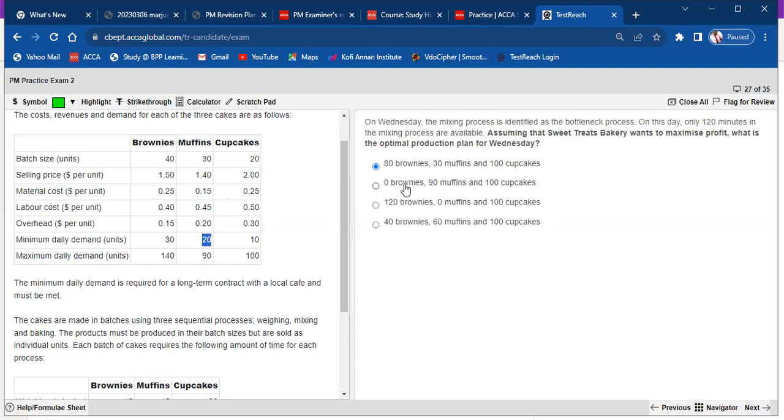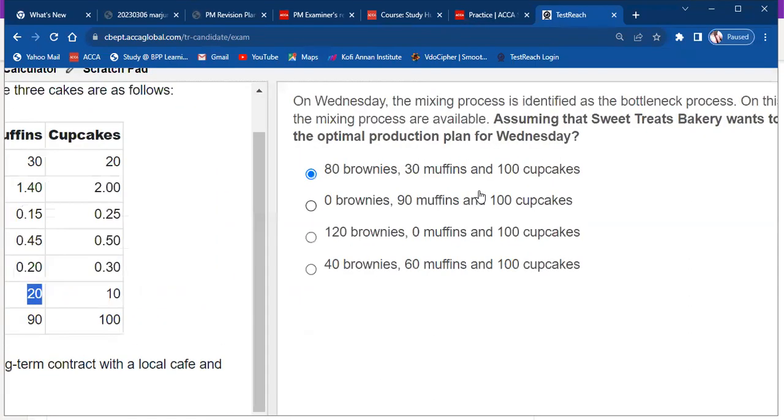So friends, multiple choice questions. Look at the options. If it looks difficult, whether narrative or calculation, try to do some elimination. The minimum must be met. So why should we ever think about producing 0 of a product? So B and C are out. Then I can think about A and D and make my guess based on that.